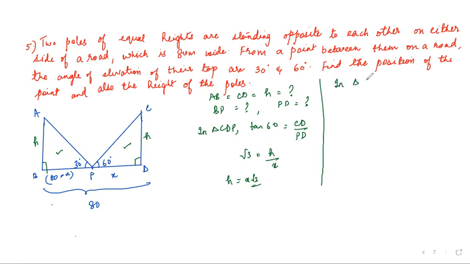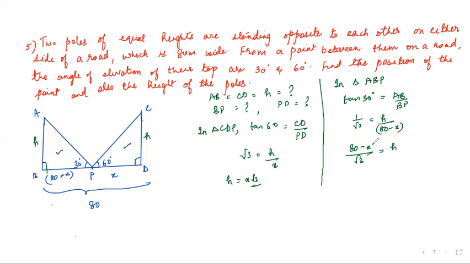In triangle ABP, again tan 30 is equal to AB by BP. So 1 by √3 is equal to AB is h by BP is 80 minus x. Okay, so if we cross multiply, 80 minus x is dividing, other side it will multiply. 80 minus x by root 3 is equal to h.